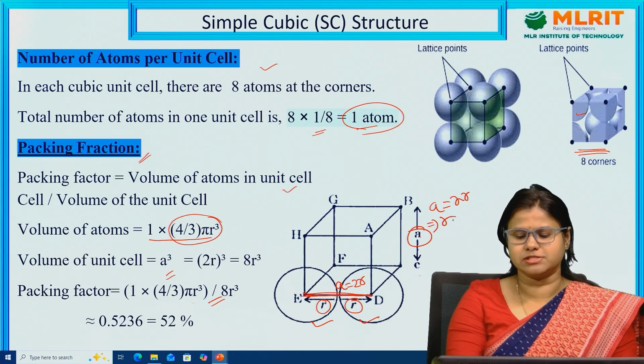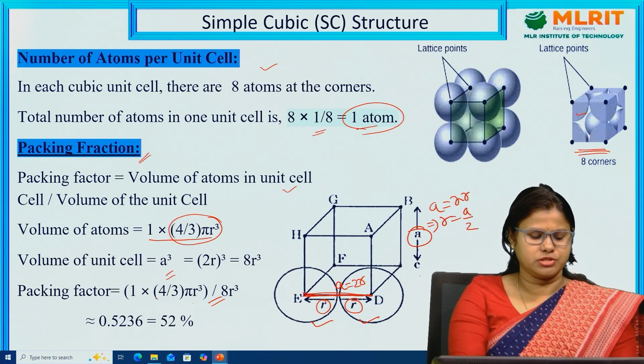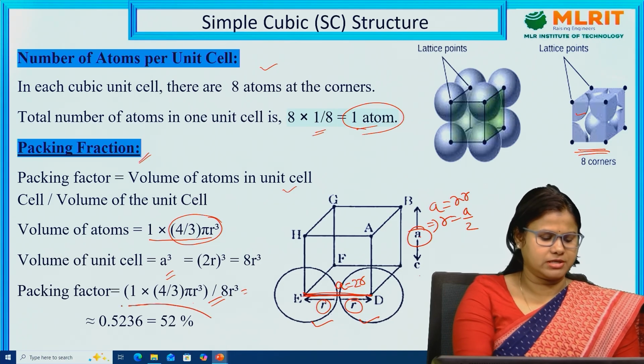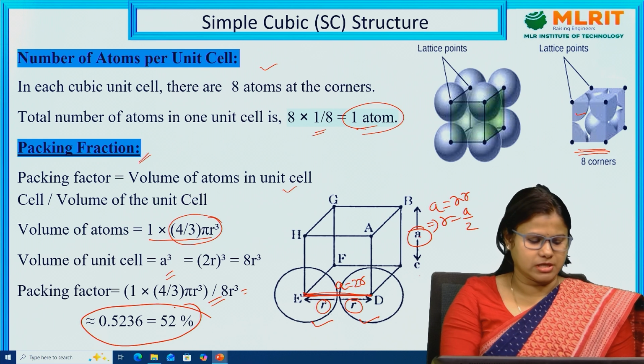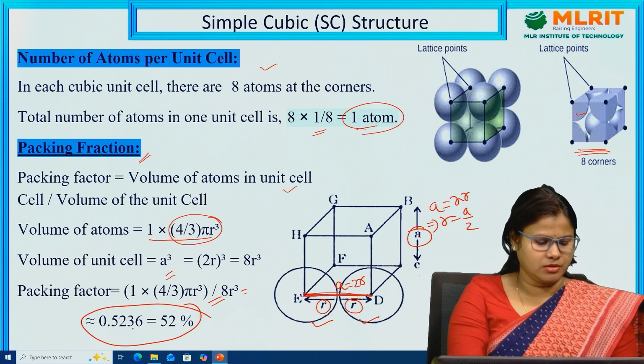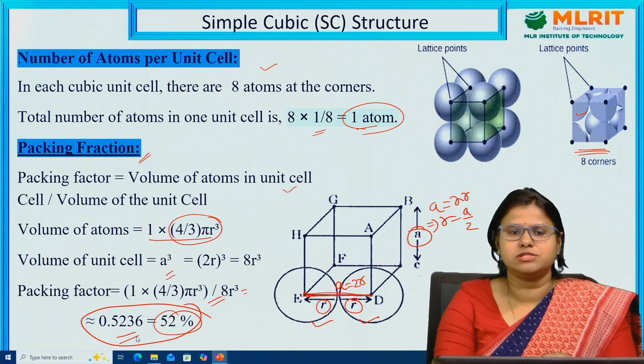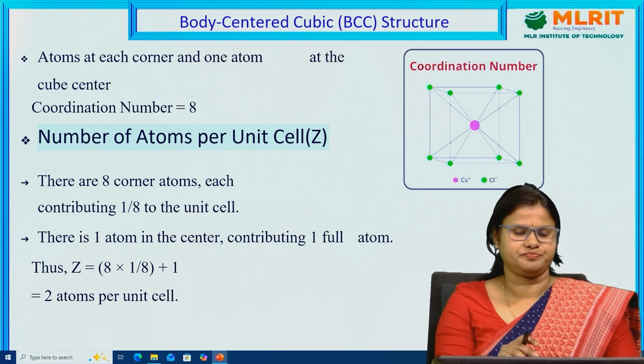That means r is equal to a by 2. So this is 1 into 4 by 3 pi r cube divided by 8 r cube. Then we will get this as 52% or 0.5236. So this is the packing fraction for simple cubic crystal system.